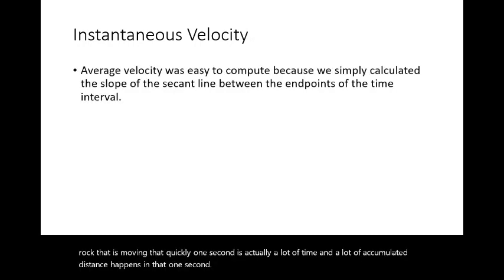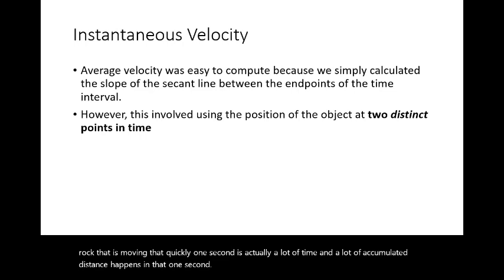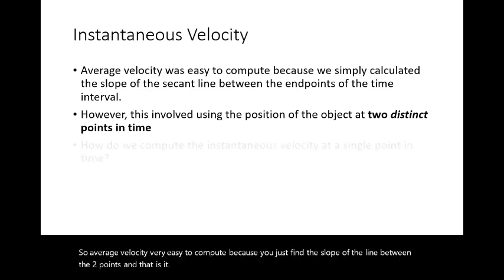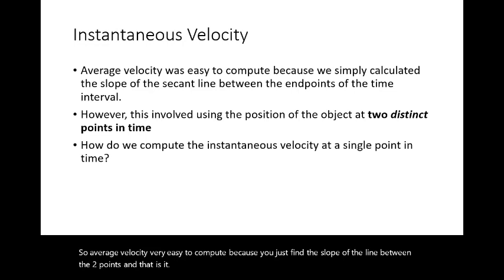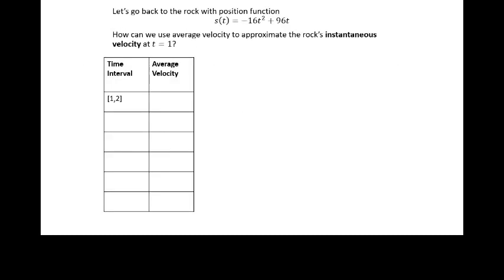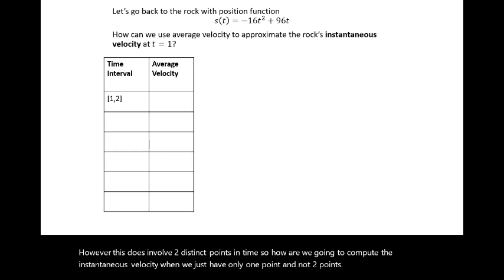So average velocity is very easy to compute, because you just find the slope of the line between the 2 points and that is it. However, this does involve 2 distinct points in time. So how are we going to compute the instantaneous velocity when we have only 1 point and not 2 points? Well, here's what we're going to do. We're going to go back to this function s of t, and we're going to use average velocity to approximate the rock's instantaneous velocity at x equals 1.